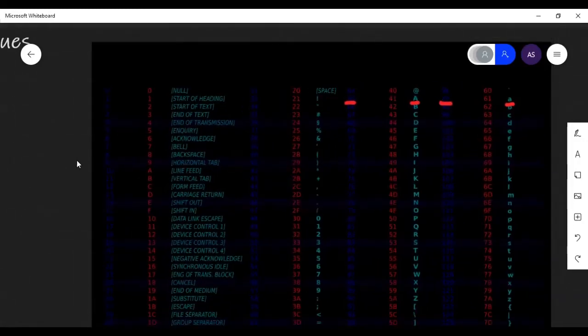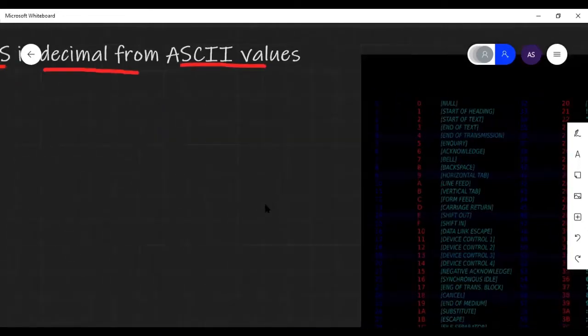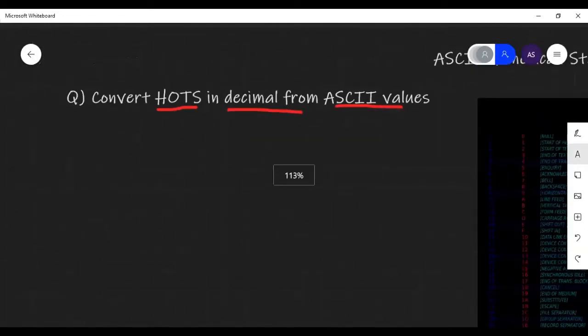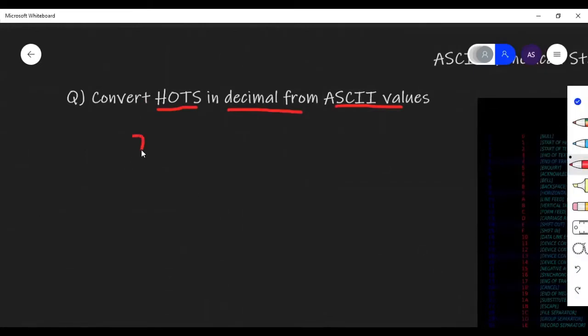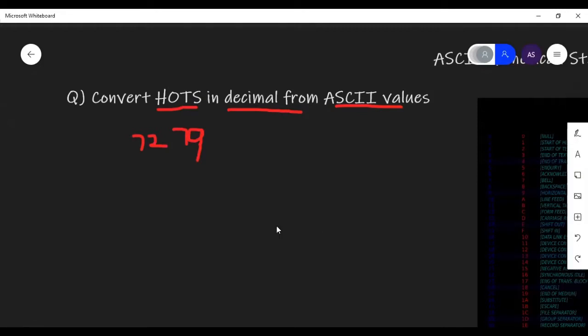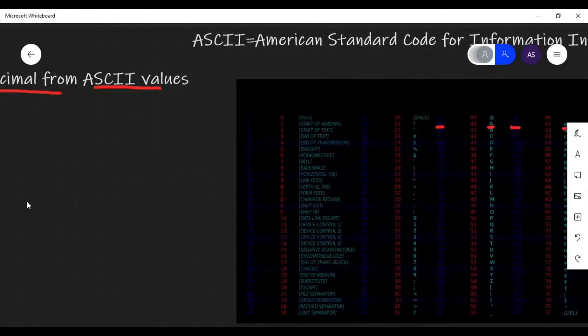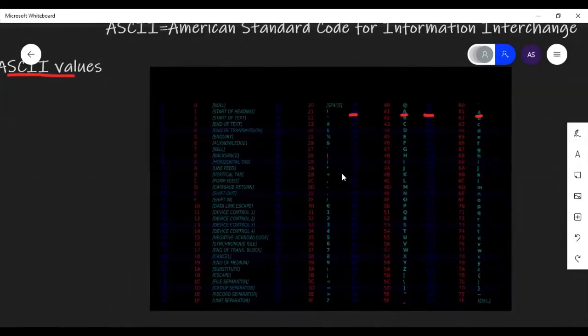The first two are 72 and 79. And then we need capital T and capital S. Capital T would be 84 and capital S would be 83.